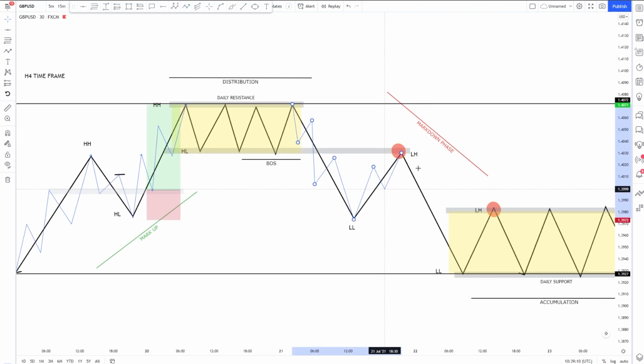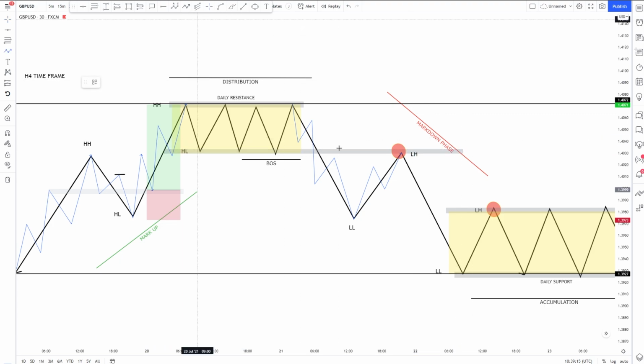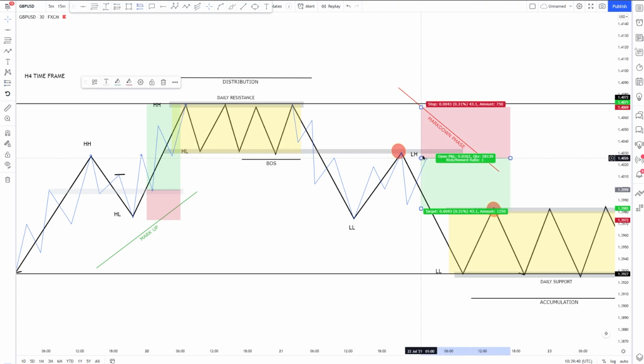And what you can then do to take the highest probability trade in this markdown phase is simply wait for a 1 hour break of structure. So the 1 hour higher low was broken here, it pulls back again right here, and this will be the ideal scenario to take this short, because we're in a markdown phase. The 4 hour structure was broken right here with this lower low, and then entry right here with the stop limited just above this resistance.